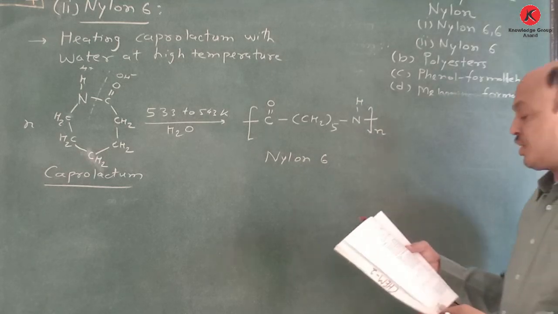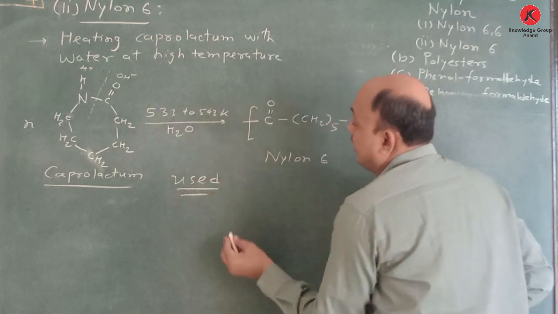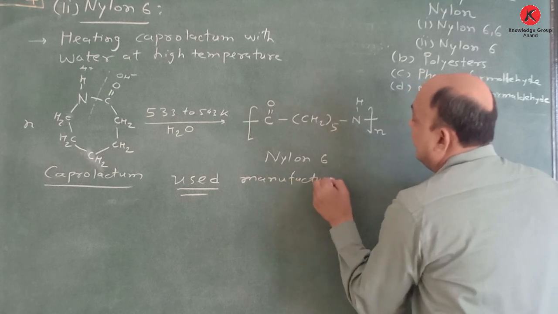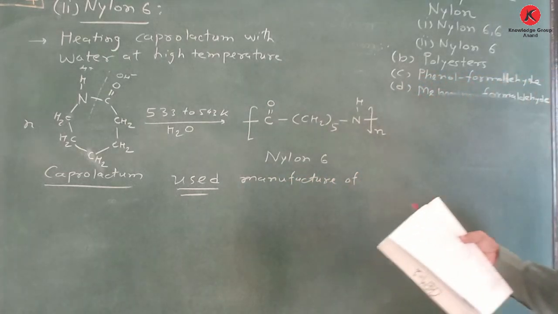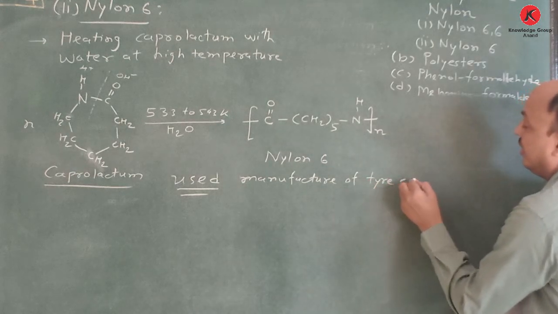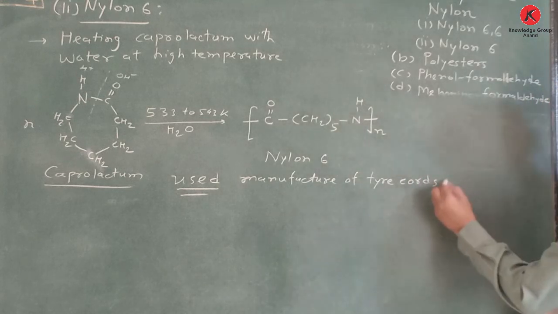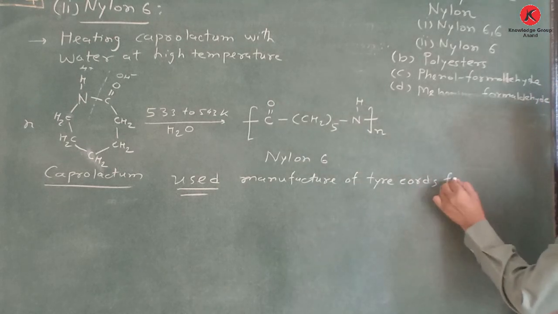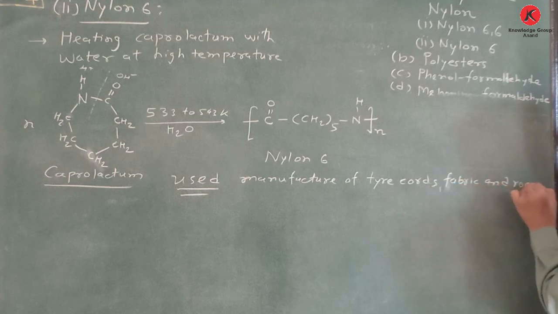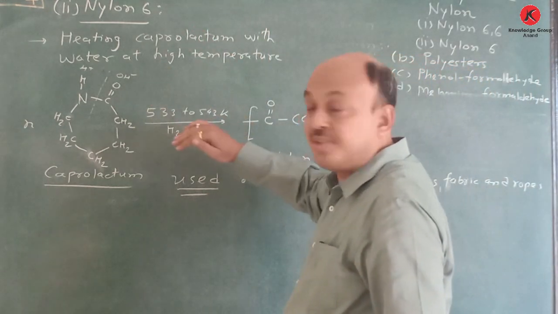This nylon 6 is used, and this is very important, for the manufacture of tire cords, thread, fabrics and ropes. So this is all about nylon 6.